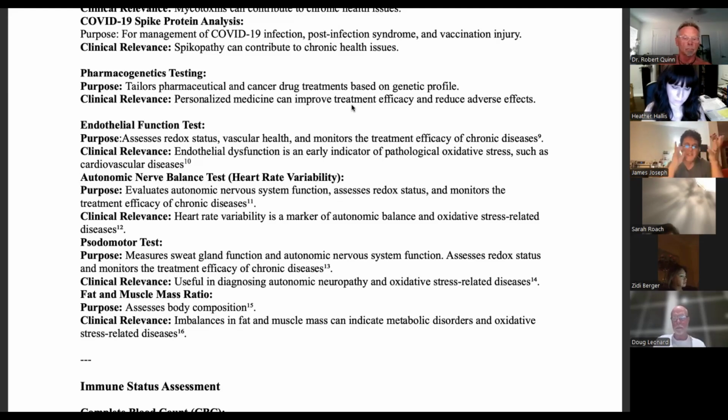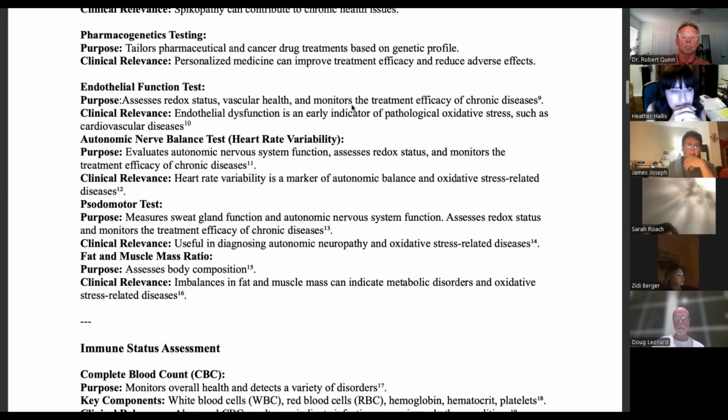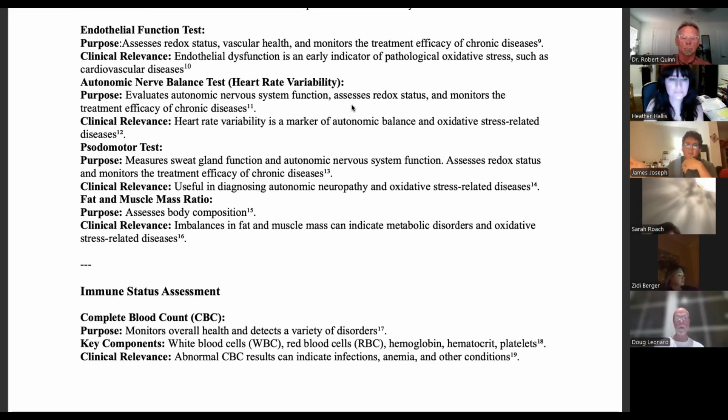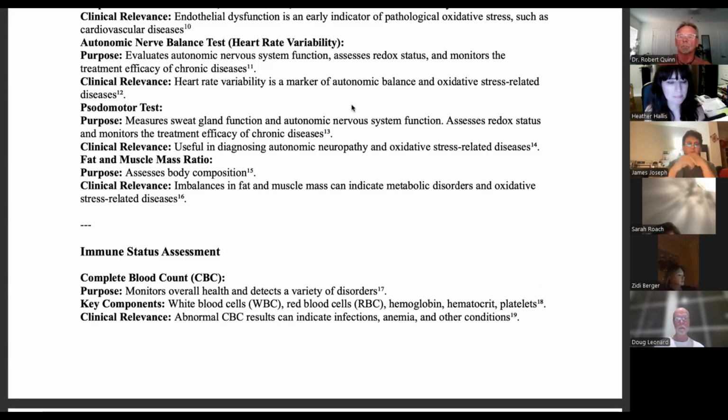Okay, so the purpose is to evaluate autonomic nervous system function, which assesses the redox status, which monitors the treatment effects of chronic disease. That is very important. It's not for cardiovascular disease only. The company selling this system thought it's only for cardiovascular, but no, it's for all chronic disease out there. So heart rate variability is a marker for autonomic balance and also for oxidative stress-related disease, all of them. Now, pseudomotor testing.